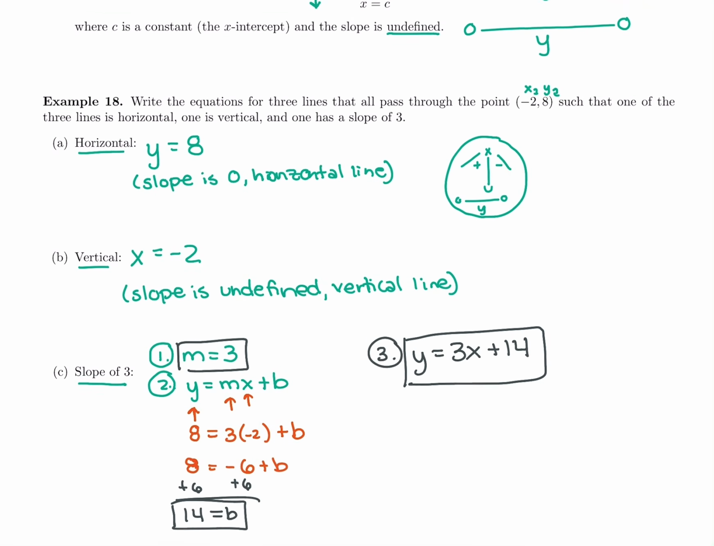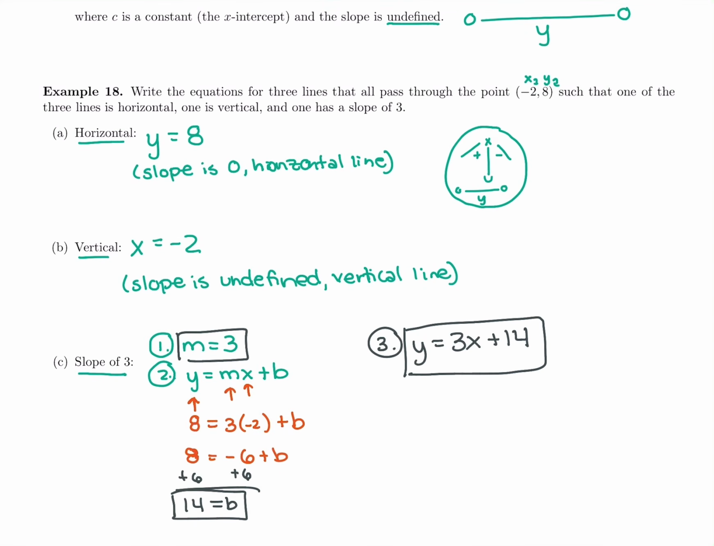So even though there's a little bit more to maybe memorize with horizontal and vertical lines, they are less work than having any other slope besides undefined or 0. We'd have to do those 3 steps: find the slope, find the y-intercept, write a full equation. Otherwise, horizontal is y equals a constant and vertical is x equals a constant.